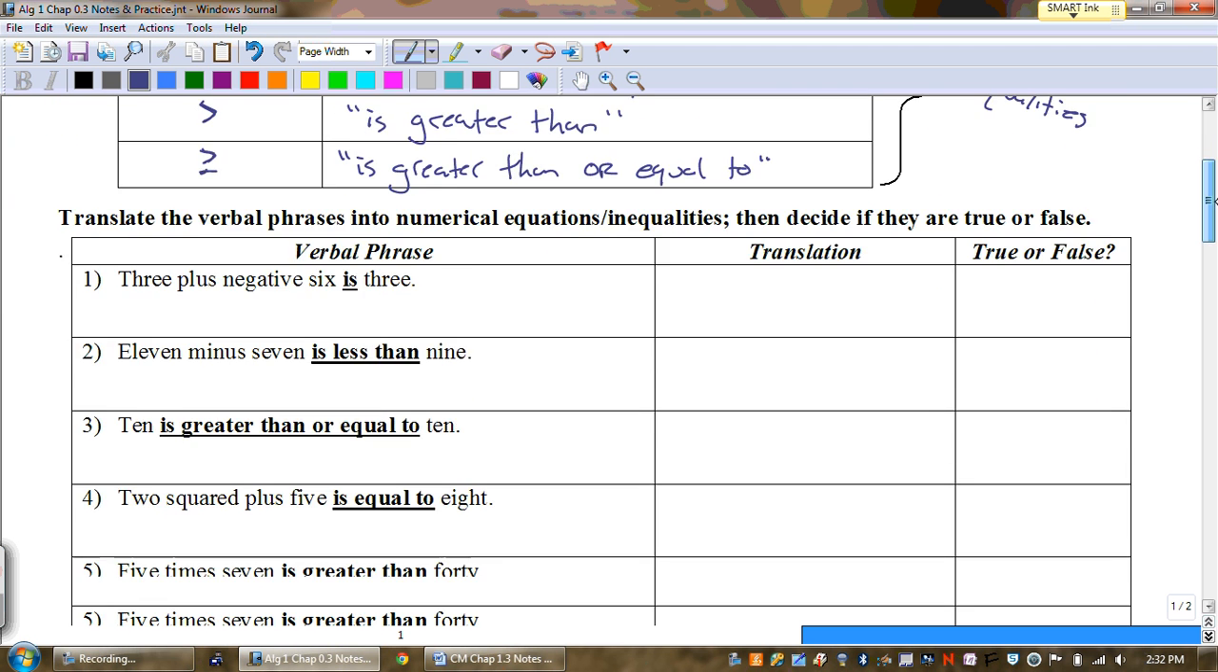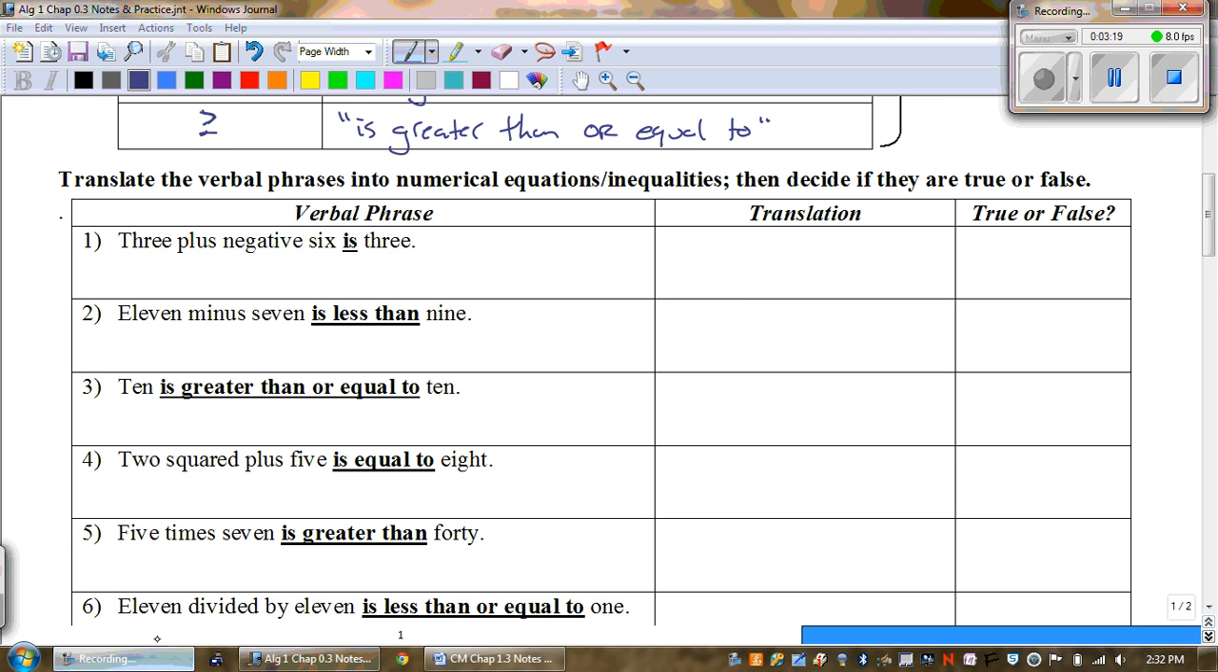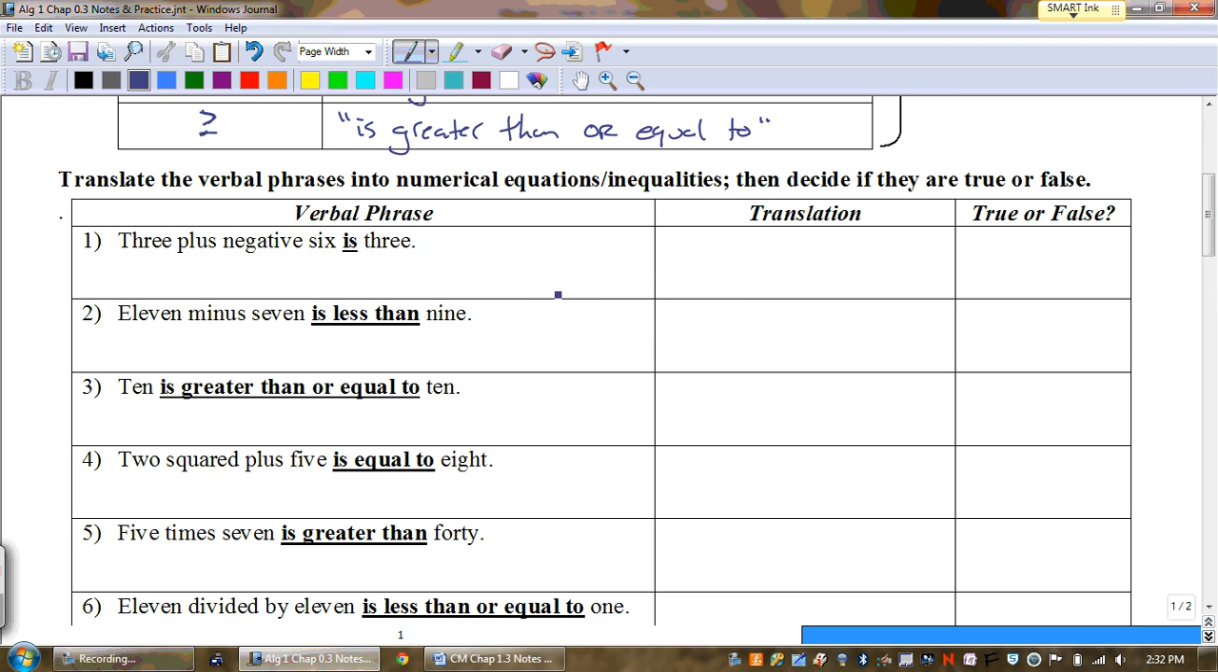Now our job here is to translate the verbal phrase into a numerical equation or inequality. Then we need to decide if they are true or if they are false. So let's take a look. It's saying 3 plus negative 6 is 3. So let's write that down. Is that true or is that false?